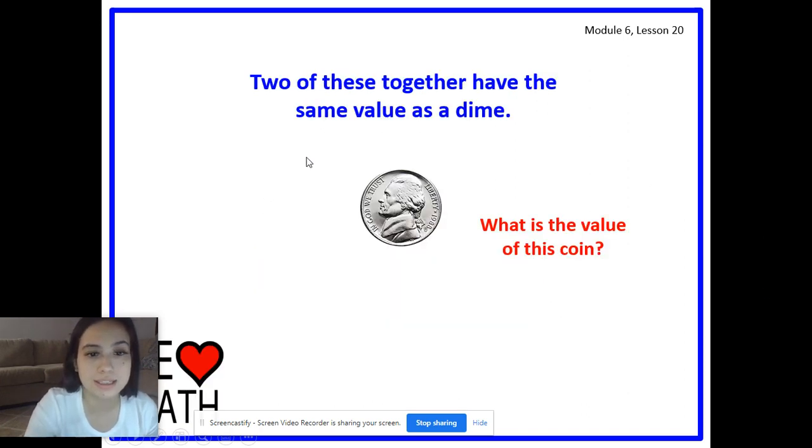So let's look at this coin. What was the name of this coin? Let's see if you remember, because this is a new coin that we're learning. Get ready? I hope you said nickel. So 2 of these together have the same value of a dime. So then what do you think the value of this coin is? Get ready? Let's find out if you were right.